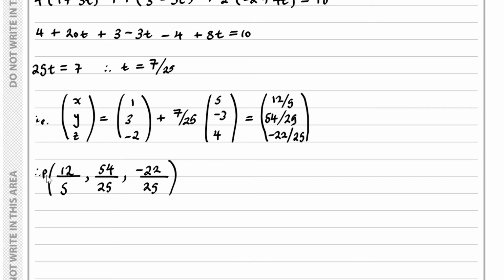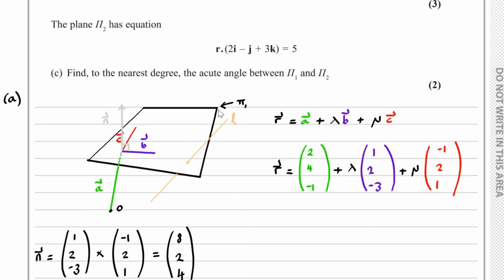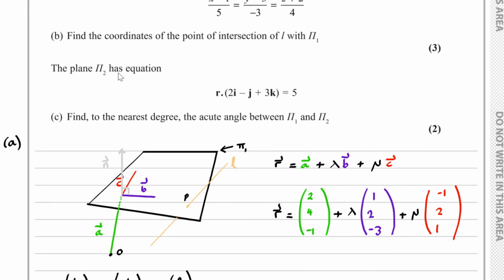So if we call this coordinate P, and if we go back to our diagram, we've got our line L which intersects this plane. It would of course intersect at this point P as shown over here. Now for part C of the question, the plane pi 2 has equation r dot product with 2i minus j plus 3k equals 5, and we have to find to the nearest degree the acute angle between the plane pi 1 and pi 2.